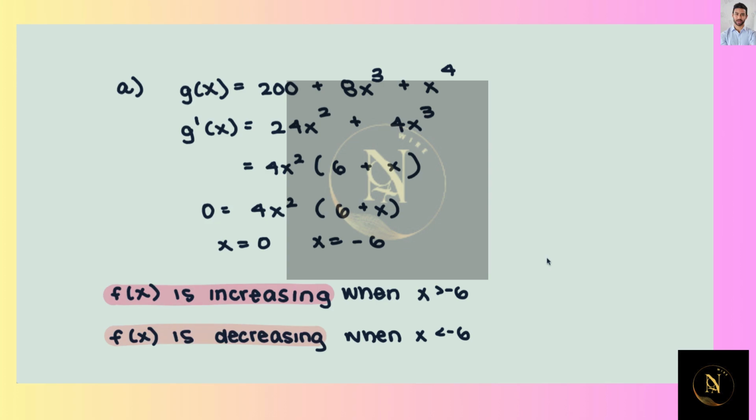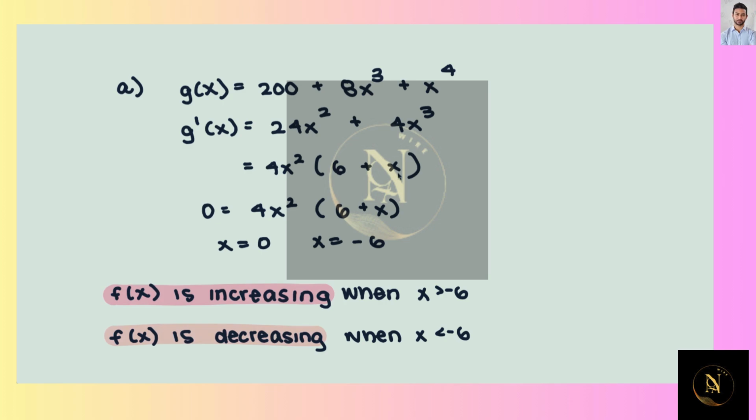So for part A, we're given the function g of x equals 200 plus 8x cubed plus x to the fourth. Now we need to find the intervals of increase or decrease. So the first thing we should do is take the derivative. We'll take g prime of x, we'll get 24x squared plus 4x cubed. And then we can factor out a term that is common with both of the terms in our derivative. So we can factor out a 4x squared. So when we do that, we get 4x squared times 6 plus x.